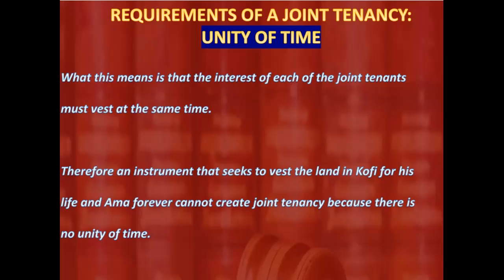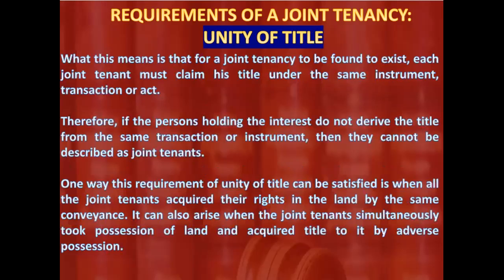But if the wife just goes ahead to simply grant him a share in 2020, then the law is that there is no joint tenancy because there is no unity of time. So that is one of the requirements of a joint tenancy. There must be unity of time. Then the next requirement is that there must be unity of title. When we say unity of title, what we mean is that each of the joint tenants must claim his title under the same instrument.